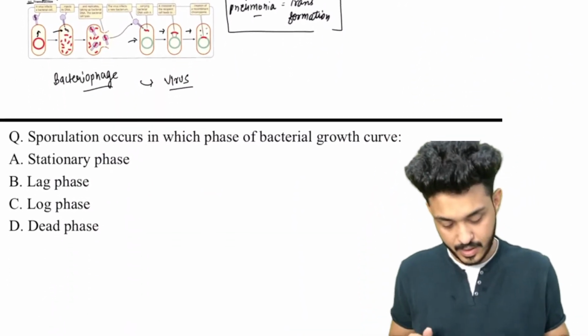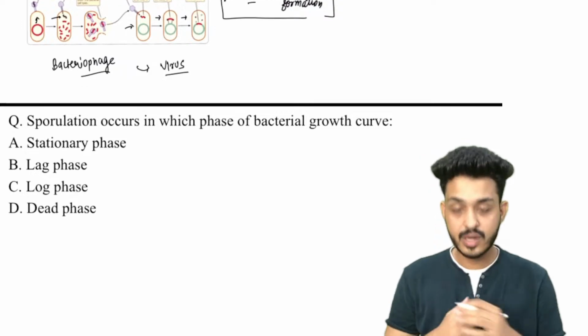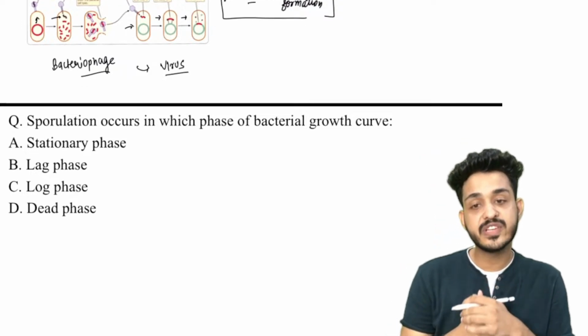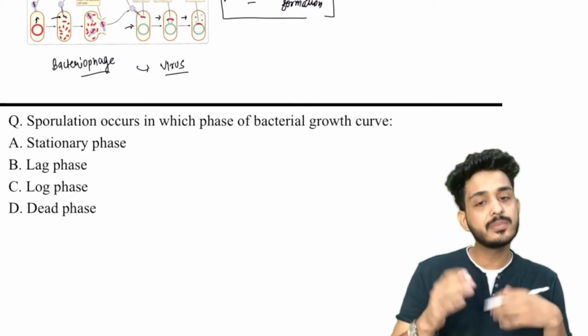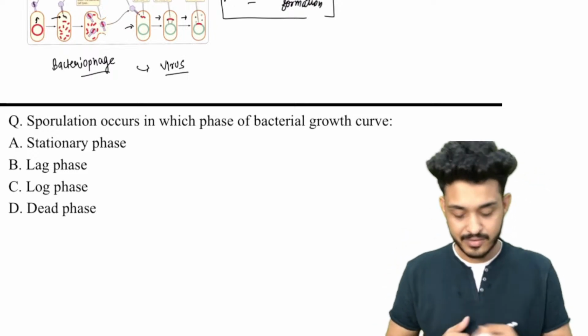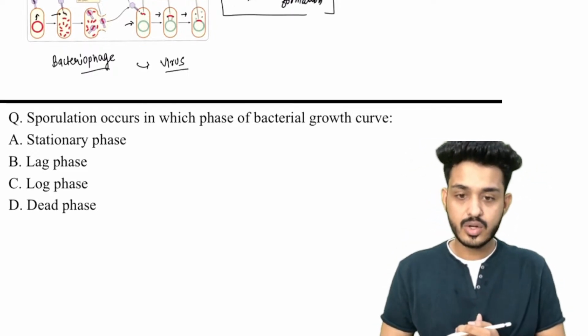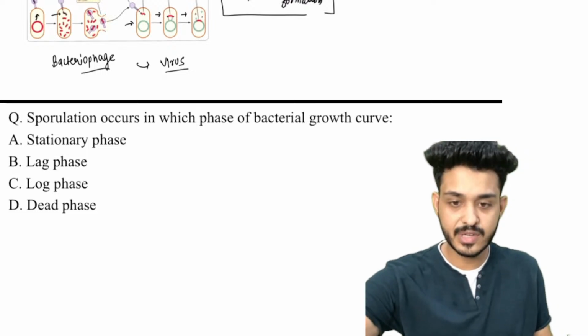Okay, fine. Now try to solve this one. Sporulation occurs in which phase of the bacterial growth curve? We will be solving questions line wise, according to the topics.